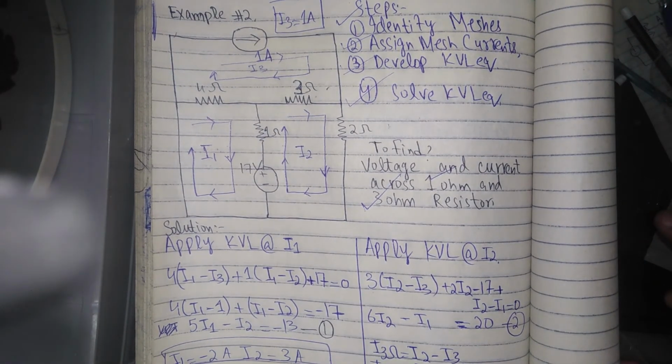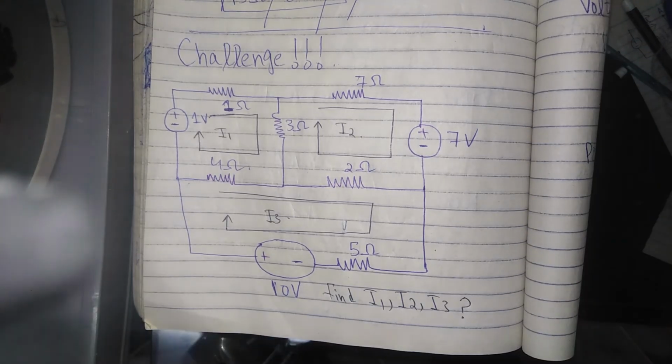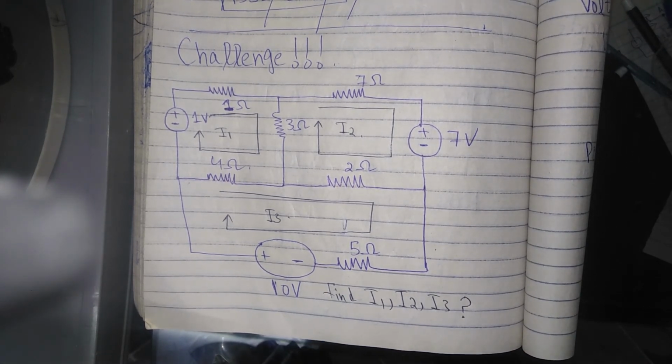Now I will give you a challenging problem as an assignment. You need to solve that problem and give answers in this video's comment box. Students, this is a challenging problem. So apply those 4 steps and solve I1, I2 and I3.